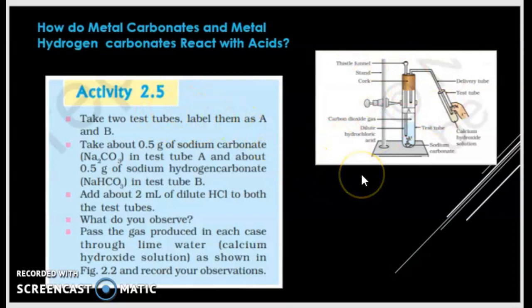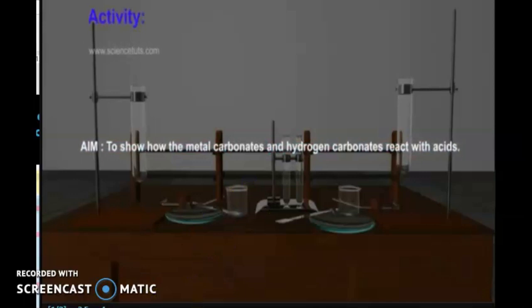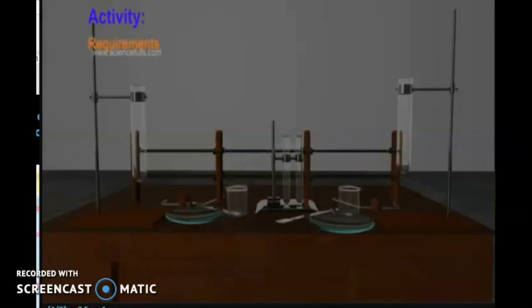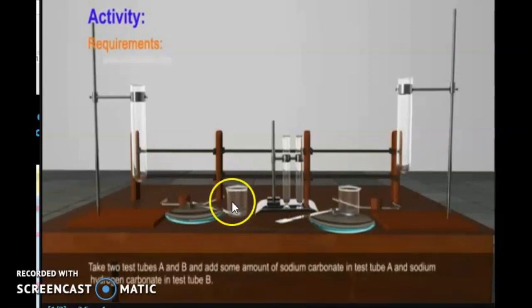I will show you the video regarding this. This is a video that I collected from YouTube. Here is the demonstration table with two test tubes, and you are going to see how metal carbonates and metal hydrogen carbonates react with acid. The aim is to show how they react with acid. The materials required are a cork, test tube and delivery tube, and 2 ml of dilute hydrochloric acid.